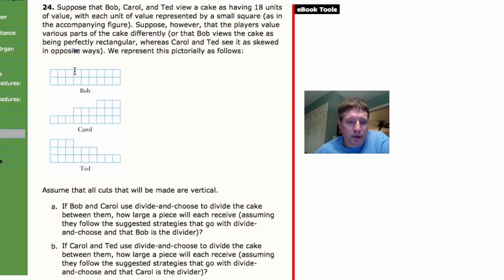In this case, it's Carol and Ted who are going to choose, so Bob is out of the picture. You just want to use the bottom two pictures and do that same thing. And this time, of course, it says Carol is the divider. So when Carol cuts, she's going to cut that into 2 9s, and then you should be able to figure out what Ted would pick and what he believes he is getting.